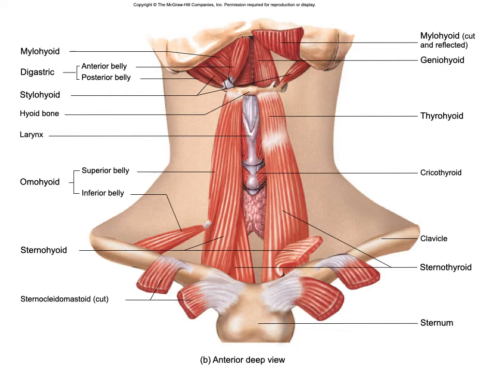In this picture here, you can see a little bit better. Here's the omohyoid coming from behind, coming up. They've cut away the mylohyoid on this side. See where it's cut and lifted up? And you can see that there's a straight muscle there going from the hyoid to the front of your chin. Front of your chin is the genu of your chin. Guess where that comes from? Know a word that has genu in it?